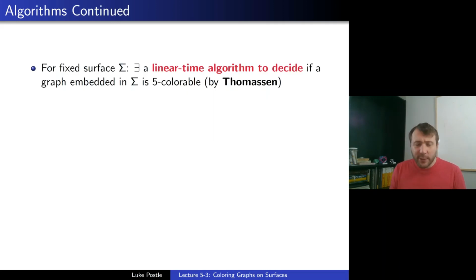So what does that mean? So again, if we plug in our results from Thomas, we know that for a fixed surface, there's actually a linear time algorithm to decide if a graph embedded in sigma is 5-colorable, and so also for 6 and 7 and so on as well, because they also have finite lists. Okay, so that's true, but maybe you're not happy, because maybe you wonder, what is this algorithm? I'd have to know the list, which seems hard. It's only known for a few surfaces, so it's not really constructive.